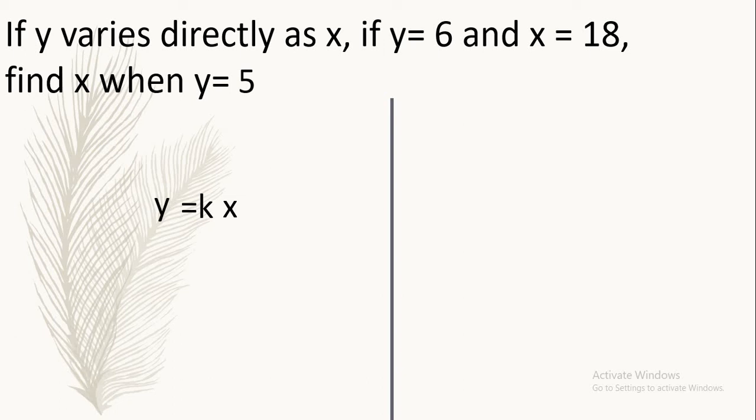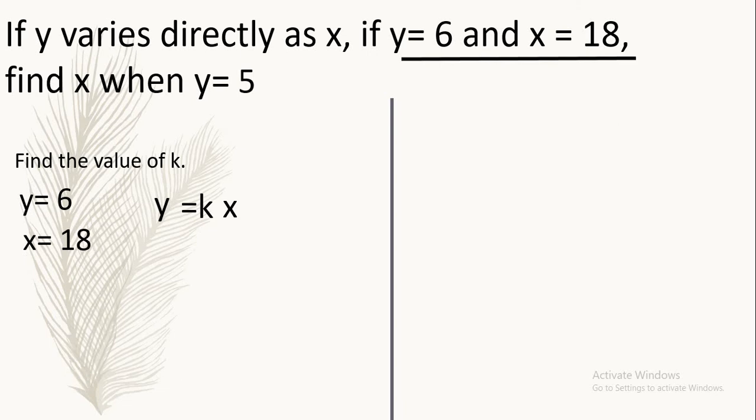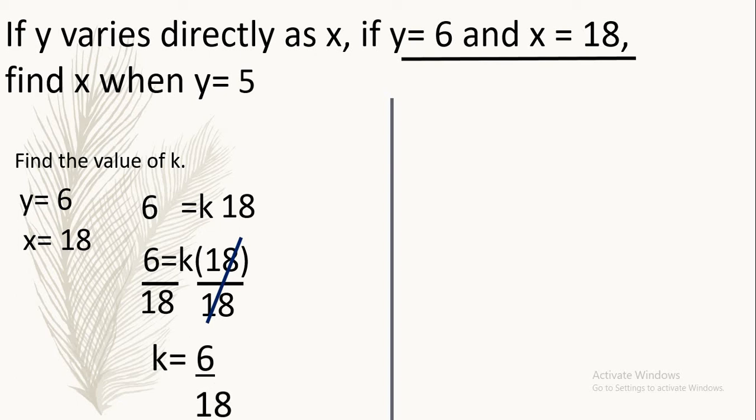Another one is if y varies directly as x, if y is 6 and x is 18, find x when y is 5. So, kung ang y mo daw ay 6 kapag daw ang x mo ay 18, ano naman daw ang x mo kung ang y mo ay 5? Okay? So, i-compute muna natin si value of k using y is equal to 6 and x is 18. Okay? So, let us substitute the values, which are 6 and 18. So, divide both sides by 18 to cancel it out. So, our k is 6 over 18, which is 1/3.